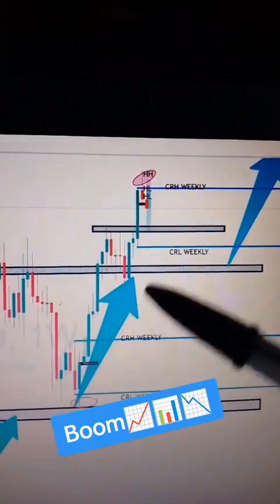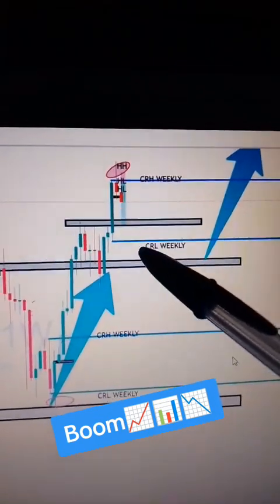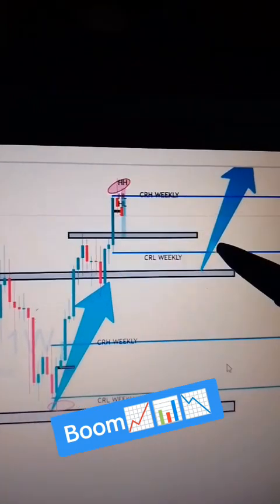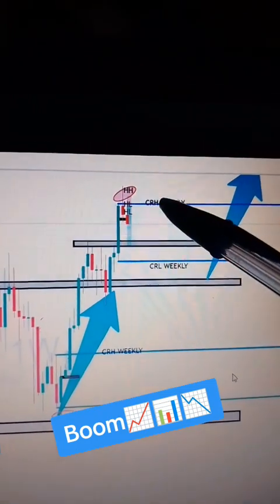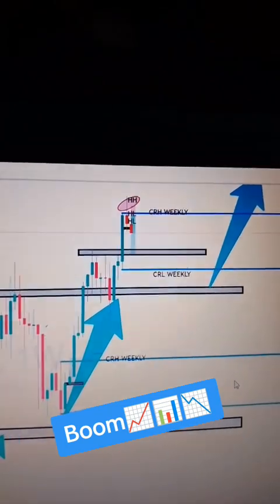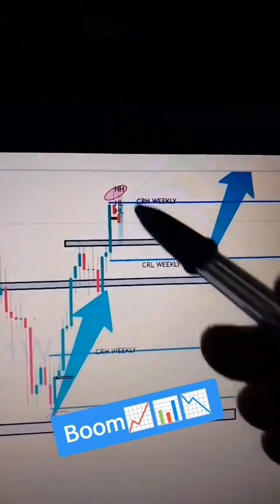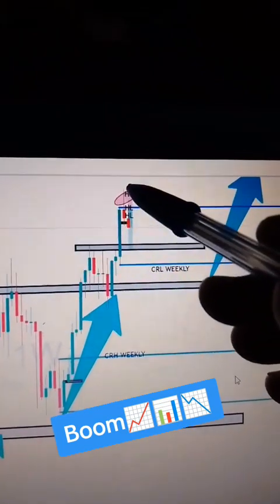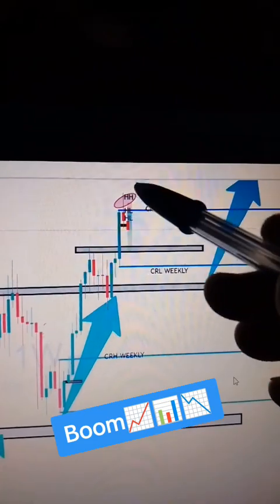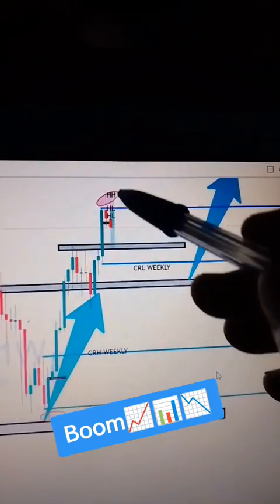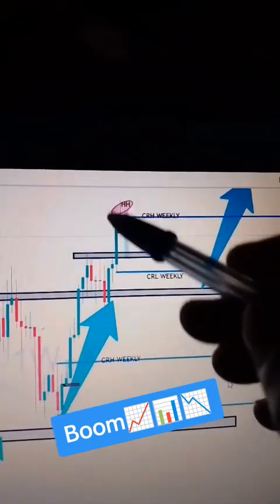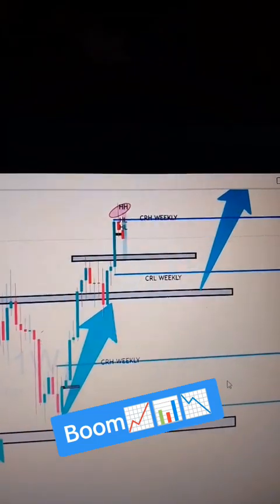So I marked my candle range low for the weekly and the candle range high for the weekly, at this green bullish candle that broke the resistance zone. Now when I made my last video, it was last week when this red candle was being formed, the bearish candlestick.